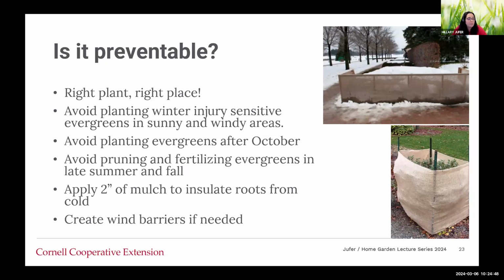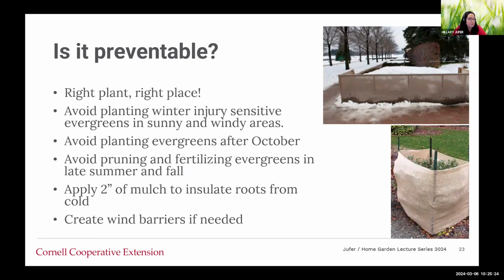You're going to want to avoid planting evergreens after October, just so that you give them exactly what they need to have that root growth, to take in that water, so you don't have those problems moving through winter. You're going to want to avoid pruning and fertilizing evergreens in late summer and fall, because you'll get a flush of new growth that won't have time to harden off. So that portion of it will likely die in the winter months with the temperatures and the elements.